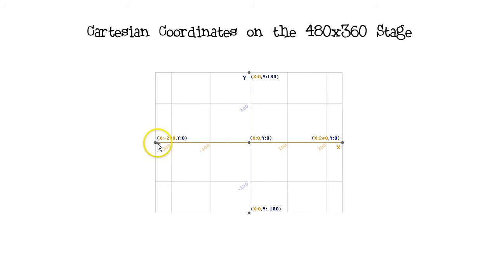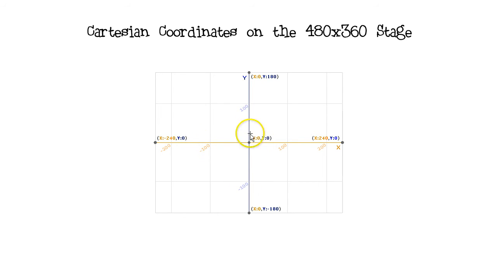The stage is 480 units across and 360 units up and down. There are 2 number lines, or axes. The x-axis goes left and right. 0 is at the center. As the x value gets larger, the location is further to the right, and as the x value gets smaller, the location is further to the left.